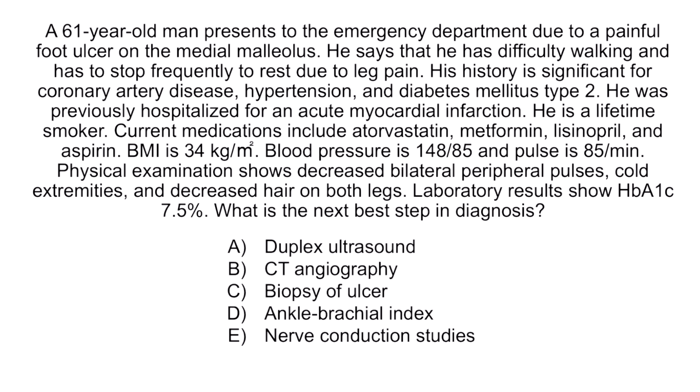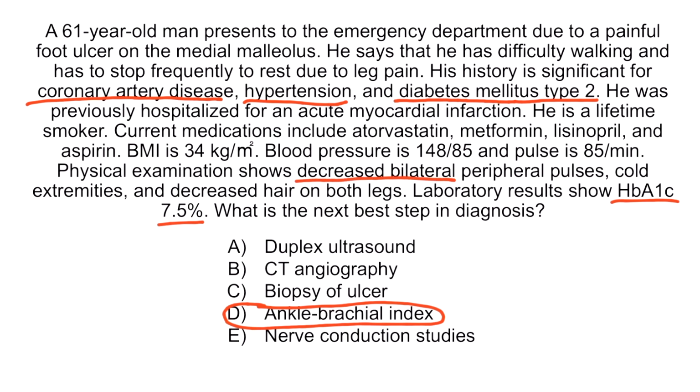Nerve conduction studies. Hopefully from this question, you got that this patient most likely has peripheral artery disease and an arterial foot ulcer as one of its complications. Therefore, the best next step in diagnosis is D, ankle brachial index. So he has a history of coronary artery disease and hypertension, as well as uncontrolled diabetes with a hemoglobin A1C of 7.5%. You recall the goal is less than 7%. And those are all risk factors for peripheral artery disease. Additionally, physical exam shows decreased bilateral peripheral pulses, cold extremities, and decreased leg hair.